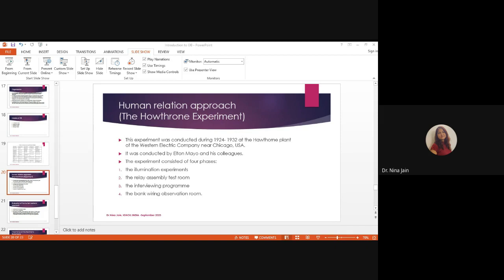So the interviewing program helped them understand the feelings of workers. It showed them that if there is less supervision, people express themselves more correctly than if they work under a very pressurized or supervising environment.